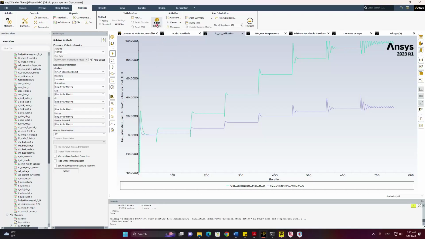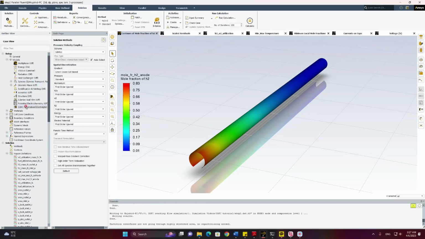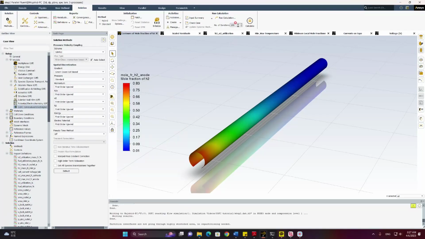So we'll initialize it again, and by initializing, all the results that we have got will disappear. Now we will set up again, and this first condition is again at a current of 0.01. So we will go back and resolve it at a current of 0.01 ampere. Okay, and we will again run it for 50 iterations. Calculate.